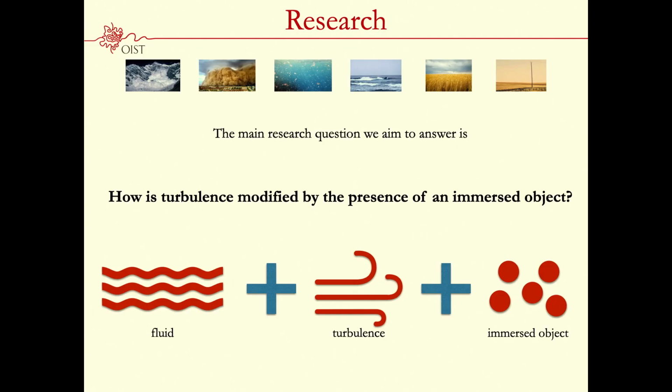And then, in all these examples, we have something immersed in it. For example, here we have the crop, which is altering the velocity. Here we have the plastic. In the case of the breaking waves, you have the air and the water, which get entrained, as Pinaki mentioned before. And what we try to study in my group is how turbulence is modified by the presence of this immersed object. So this is the core of what we do.